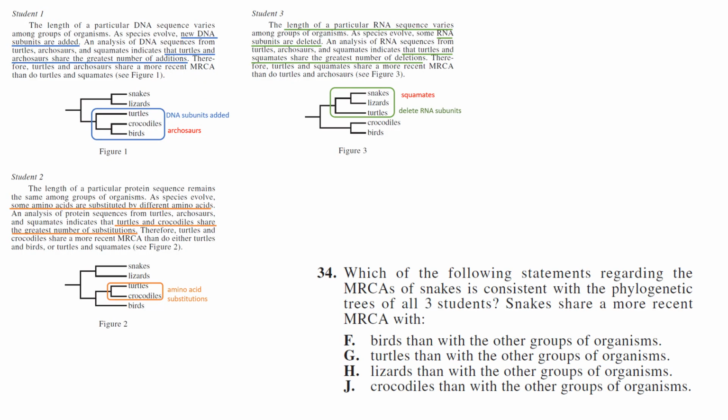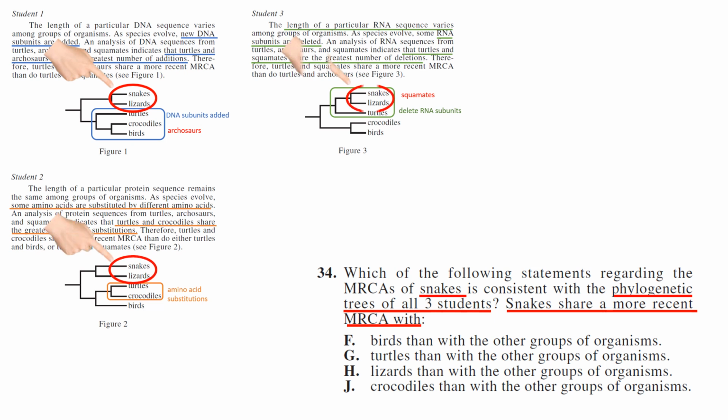Number 34, which of the following statements regarding the most recent common ancestor of snakes is consistent with the phylogenetic tree of all 3 students? Snakes share a more recent common ancestor with, so let's look at the first one. So snakes share a most recent common ancestor with lizards. It's the same as student 2 and student 3. So they share the most recent common ancestor with lizards. Choice H.